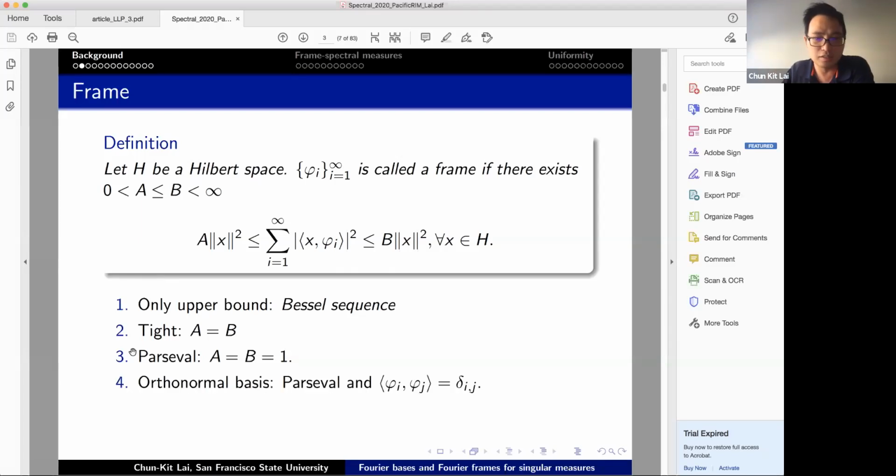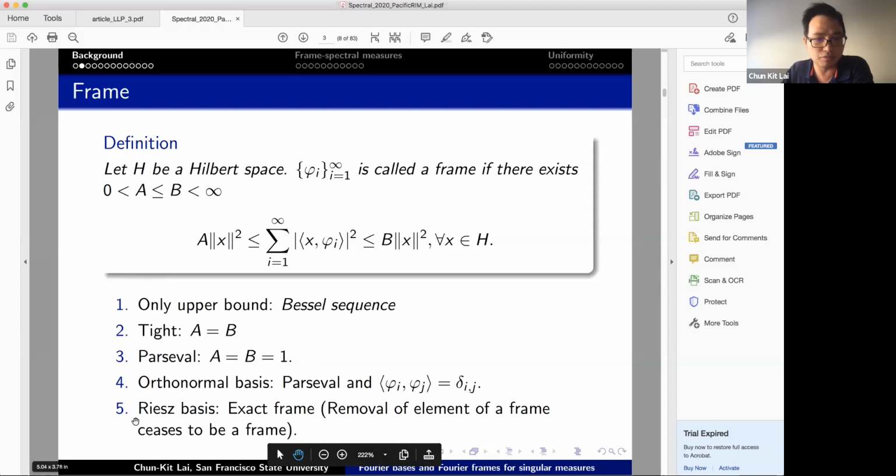So an orthonormal basis is a Parseval frame together with orthogonality. Finally, a frame is complete, because if you see the lower bound, it is complete, but it may be overcomplete. Just like a linearly dependent set, it may not be independent, so you have non-unique expansion. In the case where you have a unique expansion, it is called a Riesz basis.